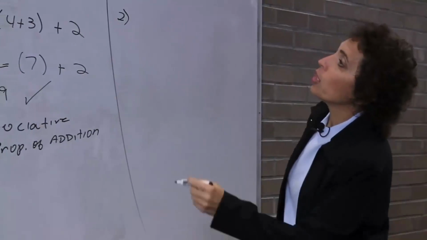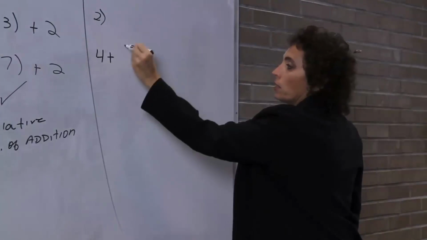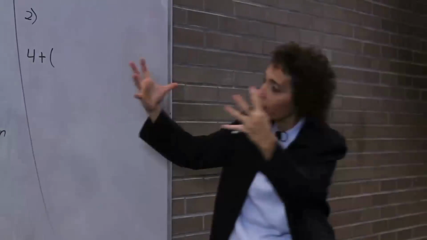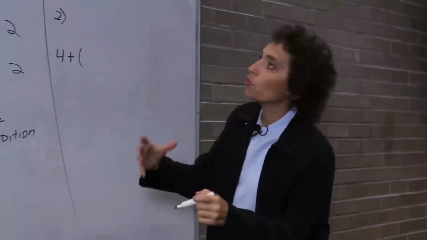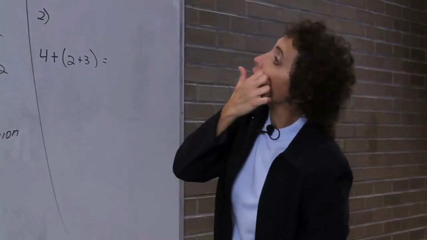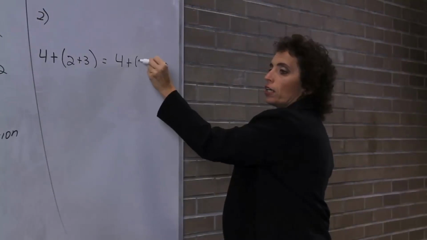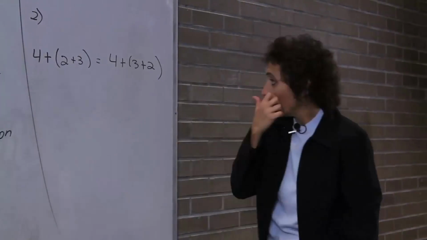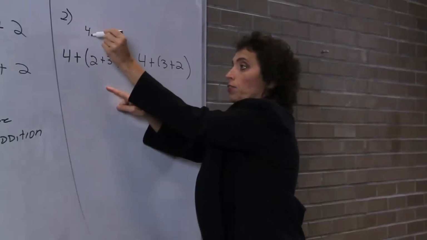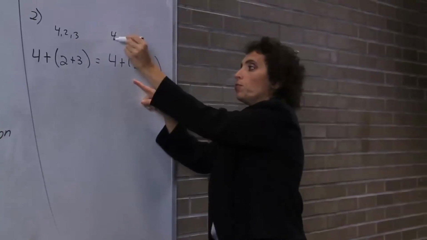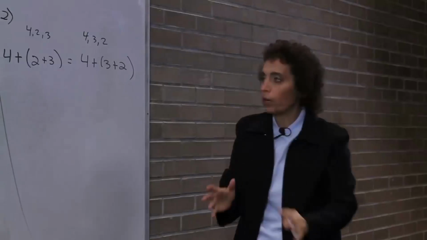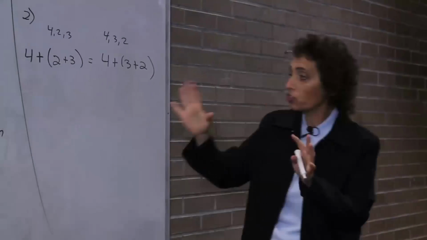In the second example, we have 4 plus, and let me state this now. If I have a parentheses, I can say the quantity of, because think of a parentheses as a paper bag. So it's 4 plus the quantity 2 plus 3 equals 4 plus the quantity 3 plus 2. Let's take a look at what's going on here. Here, this is 4, 2, 3, if I think of it without parentheses, and this is 4, 3, 2. By the way, you could have associative and commutative properties working at the same time, but at this level, we will not have that.